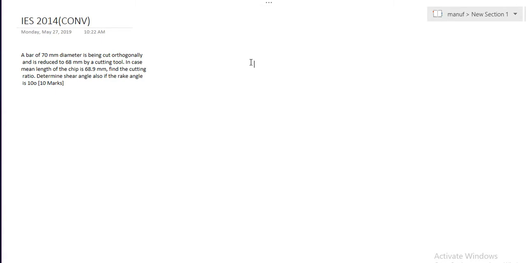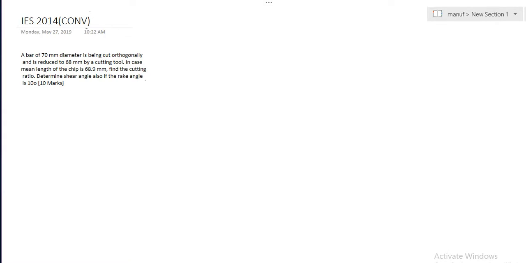So here we are given with this question: a bar of 70 mm diameter is being cut orthogonally and is reduced to 68 mm by a cutting tool. In case the mean length of chip is 68.9 mm, find the cutting ratio to determine the shear angle, also if the rake angle is 10 degree. So we are given with this question. First we will write the parameters that are given.